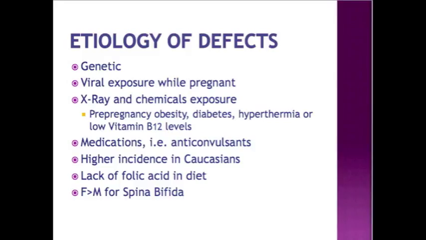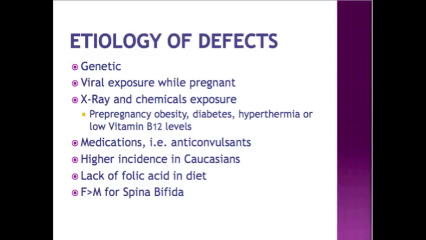As far as etiology, or why spina bifida occurs, we know there are some genetic components. So if you have a strong family history of that, you're more likely to have a child with spina bifida. We also know if the mother is exposed to some type of viral illness while she is pregnant, especially early in the pregnancy, that can also lead to this. There are certain medications, such as specifically our anticonvulsants, that we know make you more likely to have a baby with spina bifida. It's more common in Caucasians and more common in girls than boys.